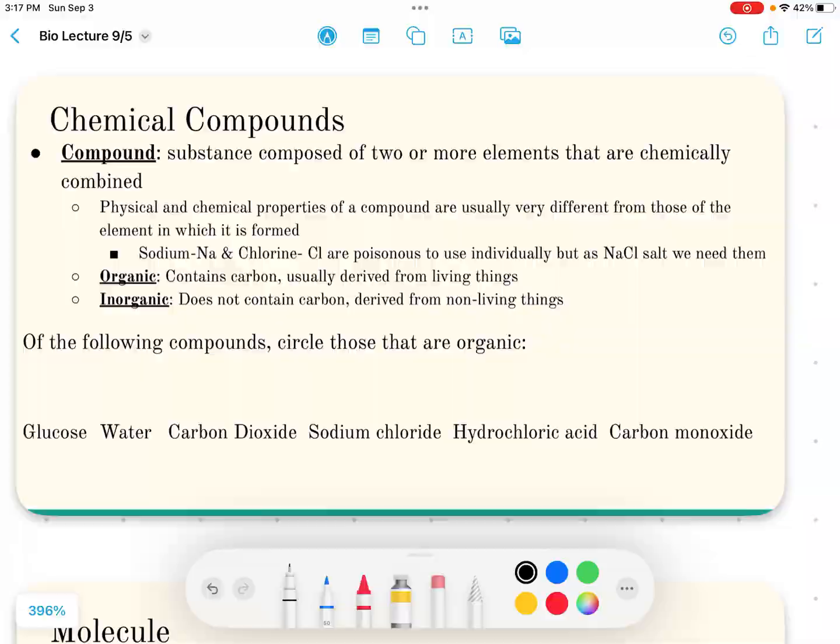Something important for biology, though, is we have to talk about organic versus inorganic compounds. So we have organic compounds, which contain carbon and usually derive from living things.